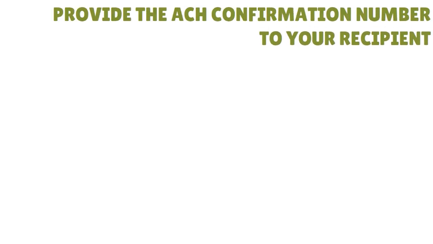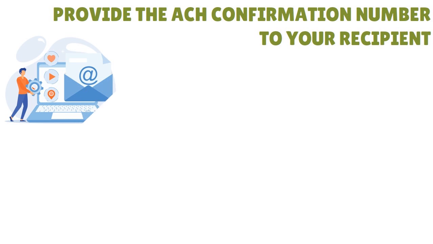One thing you also want to do here is provide the ACH confirmation number to your recipient. If you're willing to trace an ACH transaction using the ACH trace number, it's important to understand that you want to be transparent with your recipient. You want to be interactive with your recipient, and you want to communicate as soon as possible. And this communication doesn't depend on where the recipient is located.